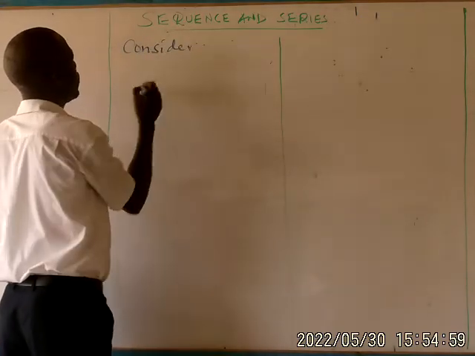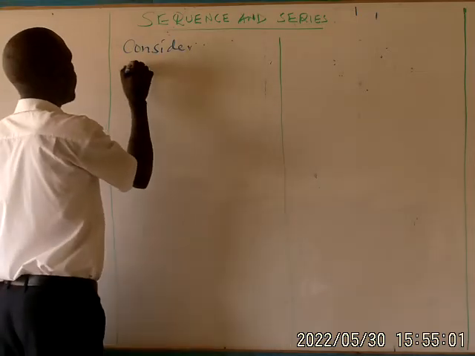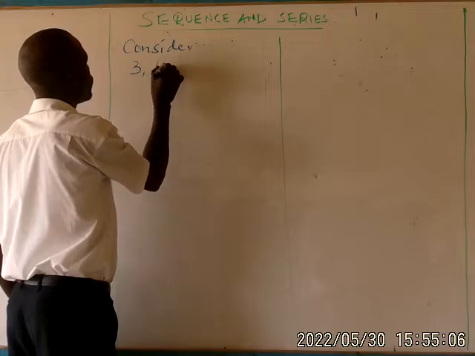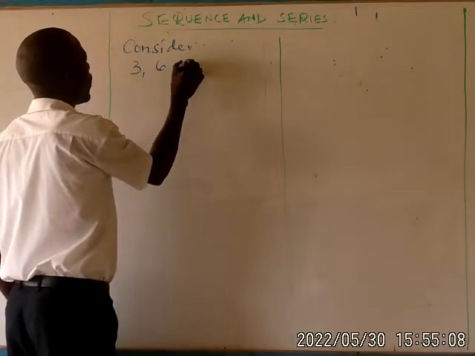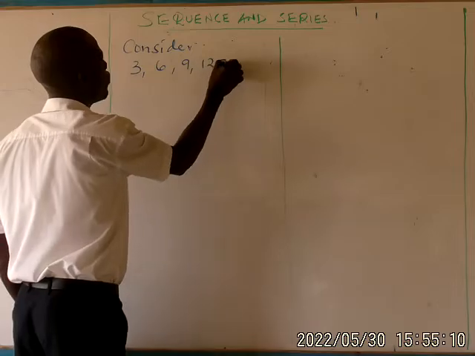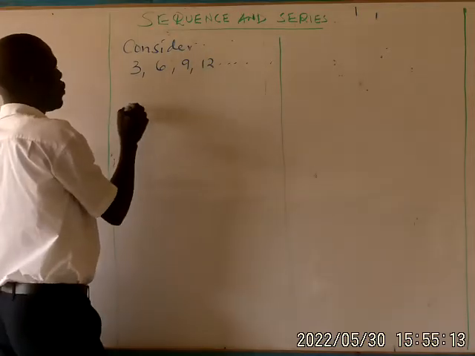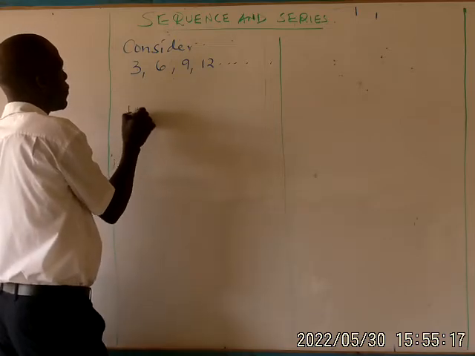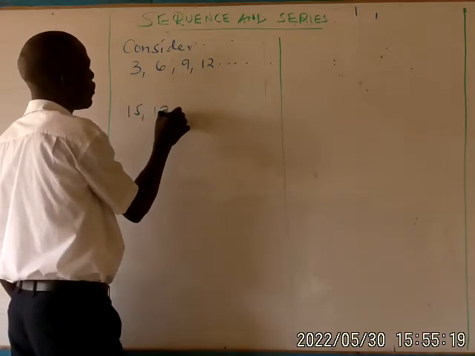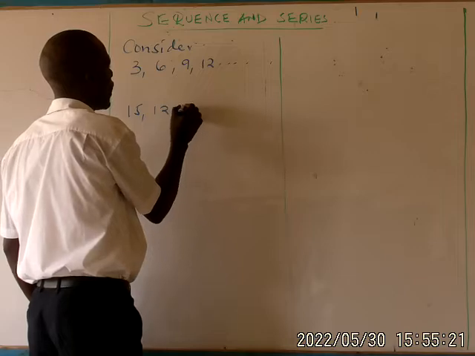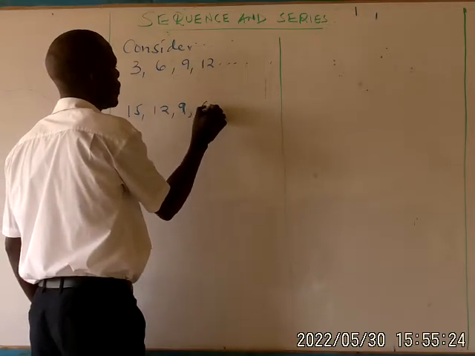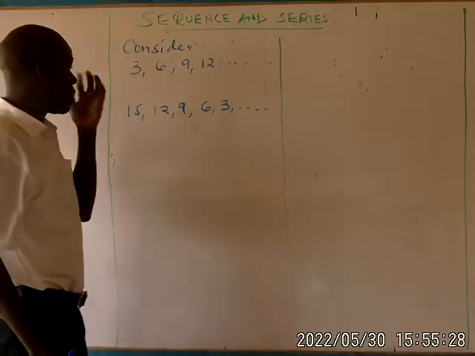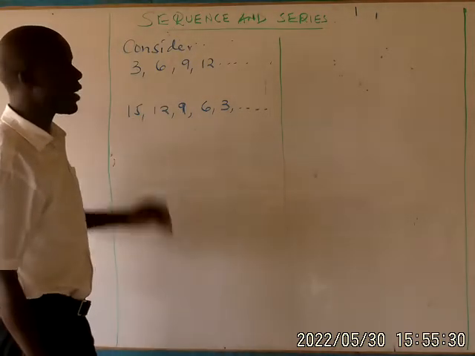Now we want to consider a pattern of this order. Let's first consider 3, 6, 9, 12. Look at that pattern, and also consider this pattern. I can interchange and say, if it was starting from 15, 12, then we have 9, we have 6, we have 3, it can continue like that. Look at the first pattern and then the second pattern.